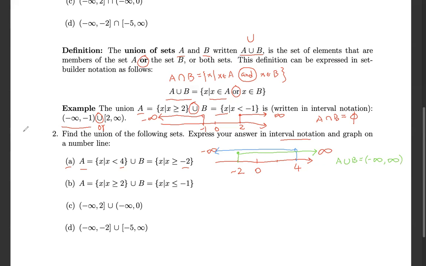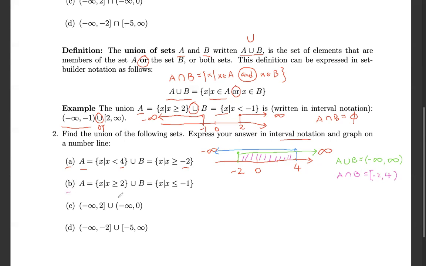Well, let's just practice finding A intersect B. That means those in both. So A intersect B is here, right? From -2 up to 4, including -2 but not including 4. So that's the intersection.